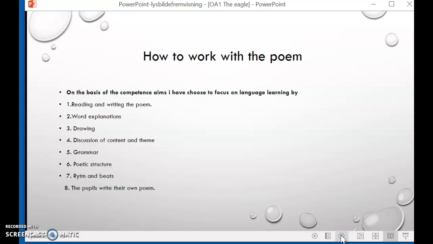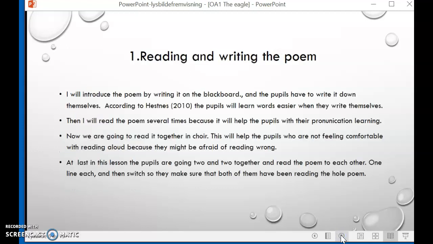How to work with a poem. On the basis of the competence aims, I have chosen to focus on language learning by: 1. Reading and writing the poem, 2. Word explanations, 3. Drawing, 4. Discussion of content and theme, 5. Grammar, 6. Poetic structure, 7. Rhythm and beats, 8. The pupils will write their own poem.